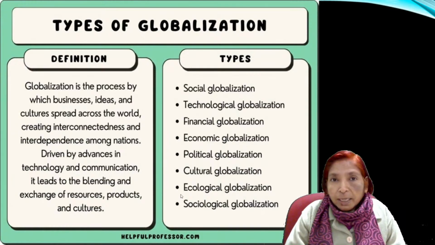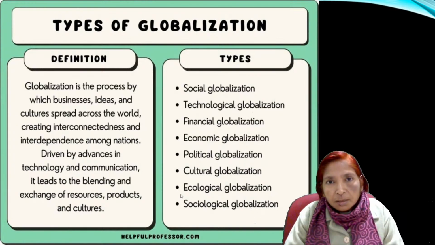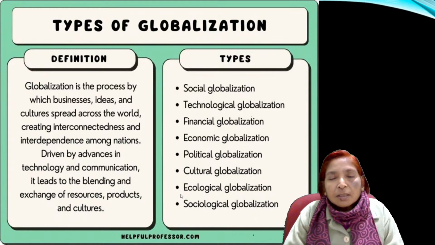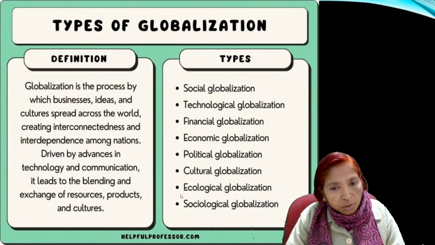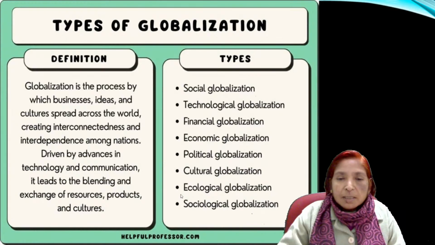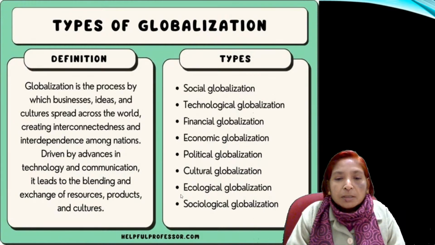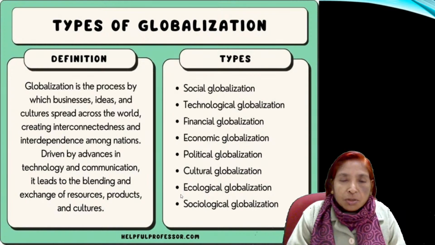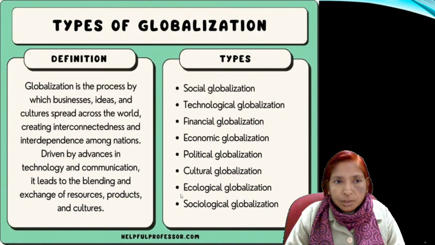Like in developed countries, we know that their living standard always remains higher than in least developed countries. So sociological globalization is how different societies live in different ethnic groups or regions. All these things are included in the various types of globalization. So these are the different types: social, technological, financial, economic, political, cultural, ecological, and sociological globalization. Through these we can take advantage by adopting the globalization process.